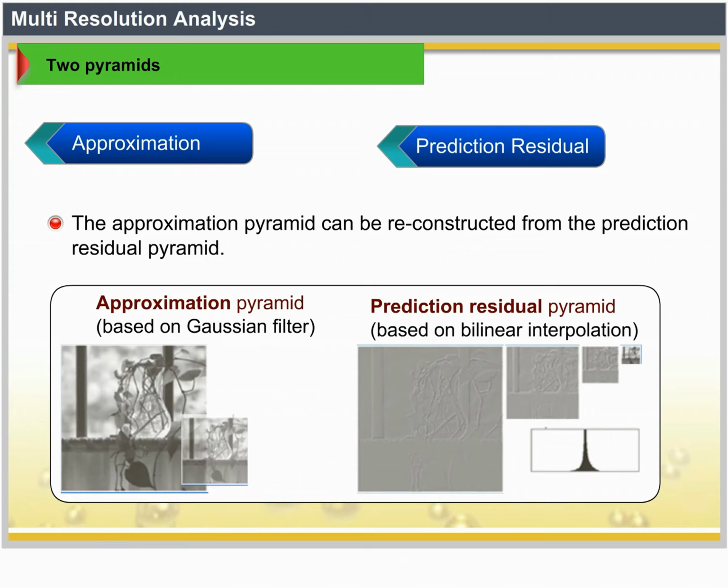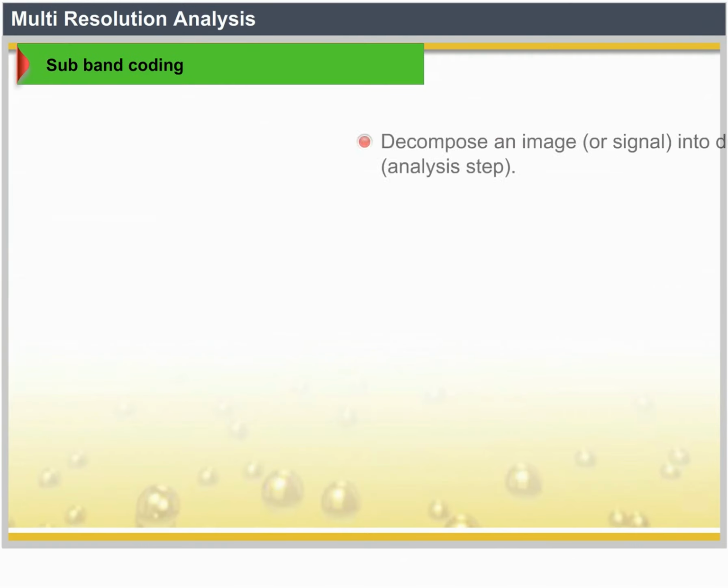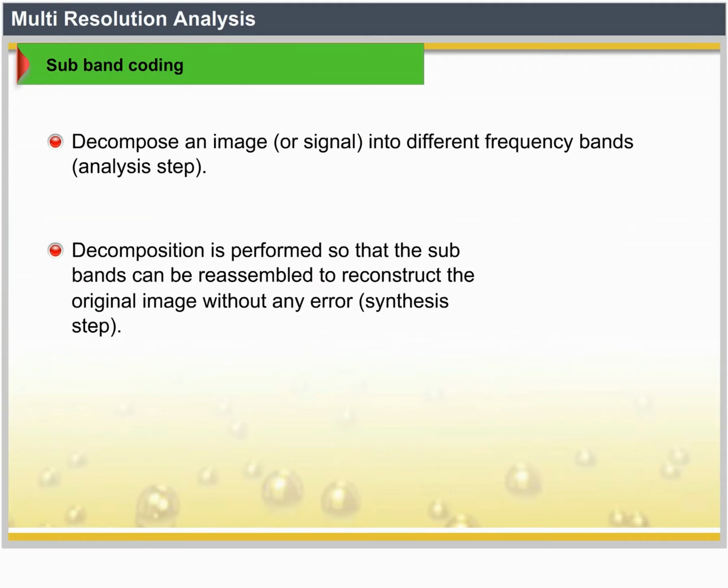Sub-band coding. Decompose an image or signal into different frequency bands. Analysis step. Decomposition is performed so that the sub-bands can be reassembled to reconstruct the original image without error. Synthesis step. Need to choose appropriate filters, that is, filter bank.